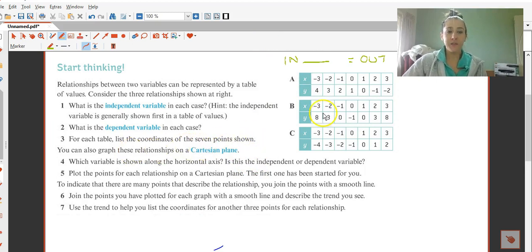So it's asking us for each of these three tables to list the coordinates and then graph them. So let's go ahead and do that for the first one.